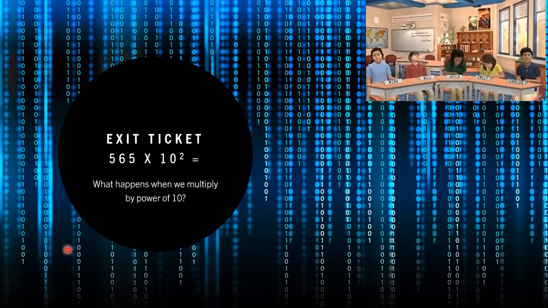All right, we are almost done. I have an exit ticket for you. Will, could you please tell me the answer? It is 565 multiplied by 10 to the power of 2. What will be the answer of that? You just add 2 zeros. So what will that be? 56,500. Perfect. You got it. All right.